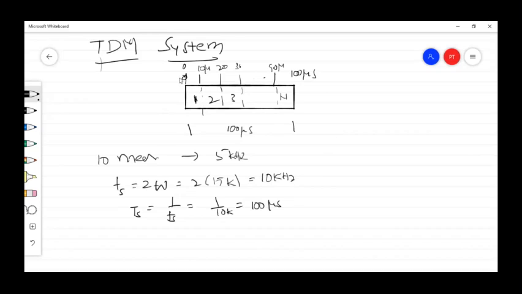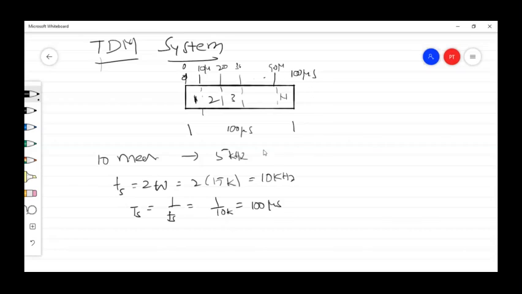Okay. So during the time interval from 0 to 10 microseconds, the first signal is transmitted. During the time interval from 10 microseconds to 20 microseconds, the second signal is transmitted. Like that, each and every message signal is transmitted during the time intervals which are confined to them. Finally, the last one is transmitted between the time interval from 90 microseconds to 100 microseconds.